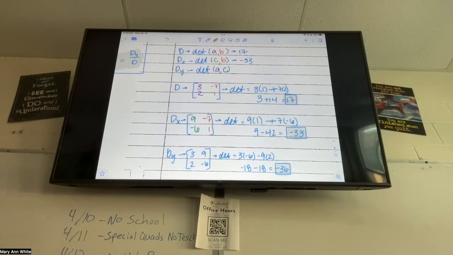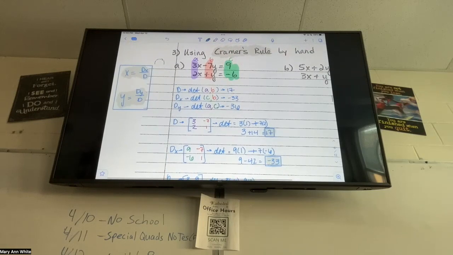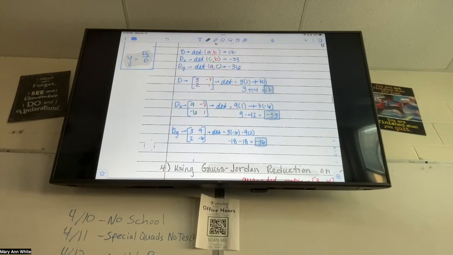Okay, everybody good so far? All right, now we're not done though. We're almost done. The last part's the easiest part. Now we have to take the fact that my x is dx over d, and then y is dy divided by d. So we're gonna put those numbers together in order to get x and y.